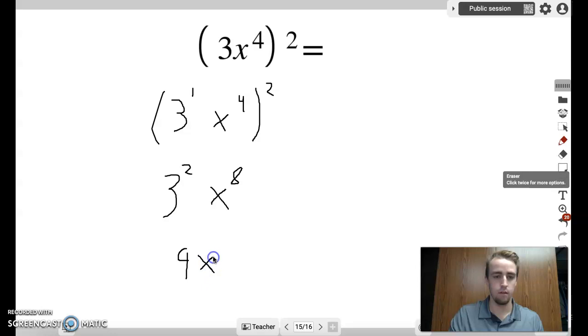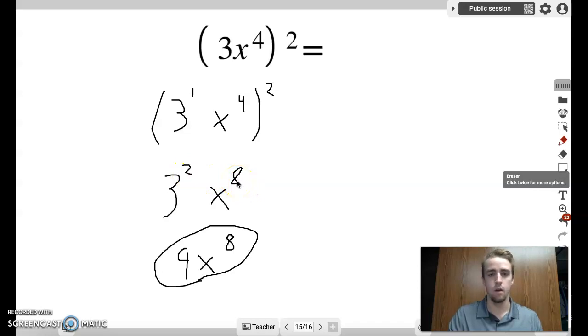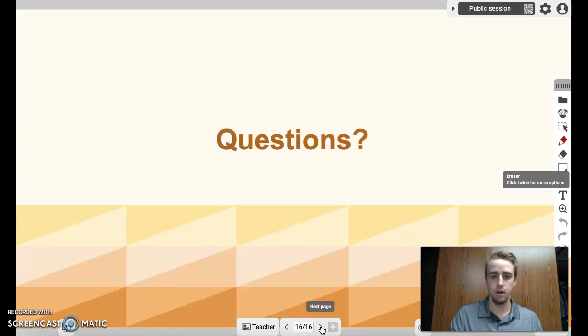x to the 8th. Right? Now that's going to be our final answer. That way it's written nicely and not all over the place with a bunch of exponents all over the place. All right, so does anyone have any questions on any of that? You have a question on the last one?